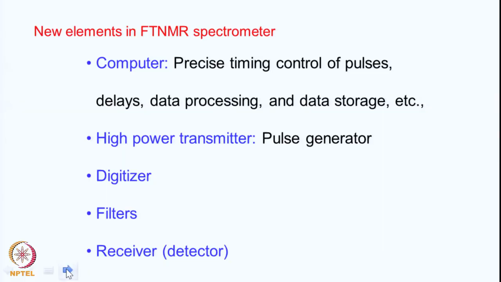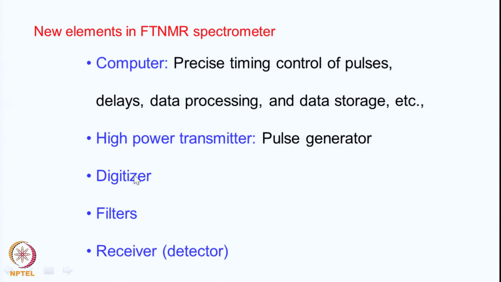Now, if I have to have the same effective field for the entire set of spins, we said that gamma H1 should be much larger than omega R. So if this were 5 kilohertz, then I should have this at least 20 kilohertz, or 25 kilohertz, that kind of a range I must have. Therefore, a high power transmitter is required, and that is the pulse generator.